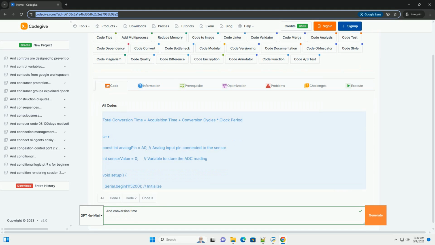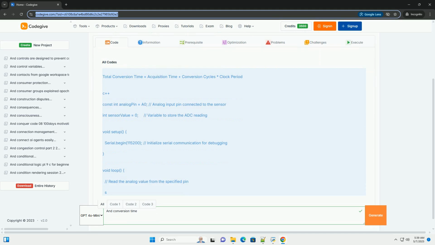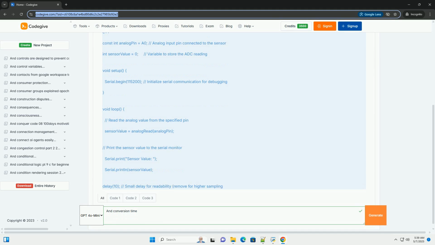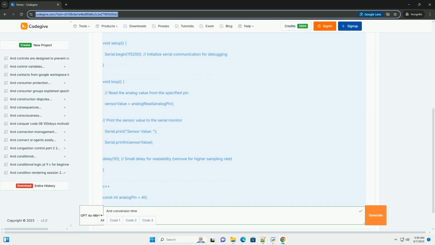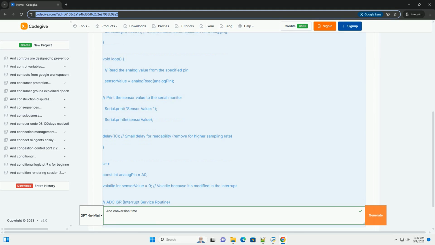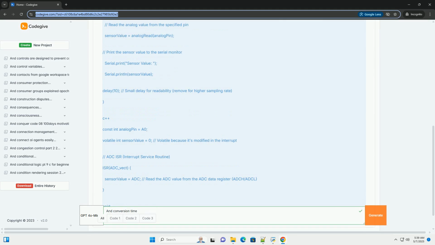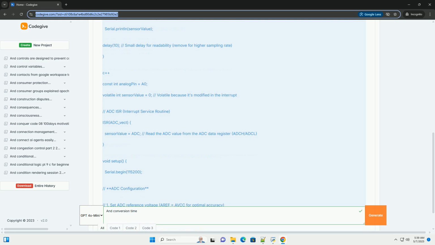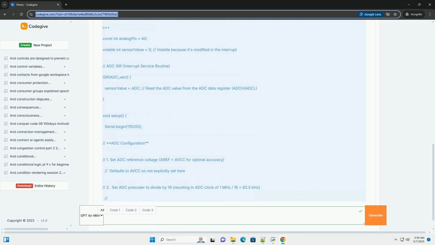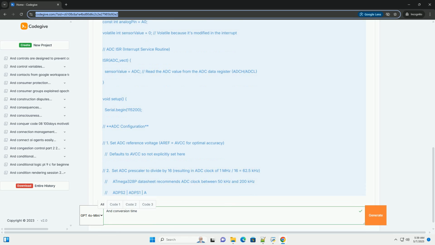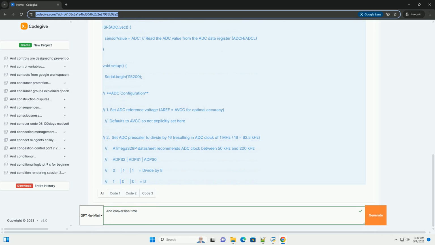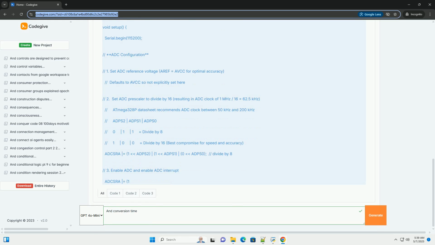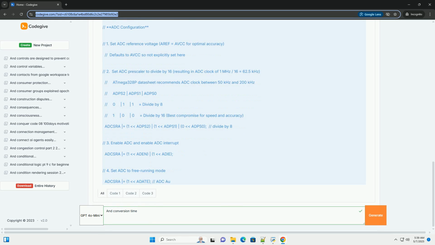Analog to digital conversion, ADC, time: a deep dive. Analog to digital converters, ADCs, are essential components in interfacing the analog world with digital systems. They convert continuous analog signals, like voltage or current, into discrete digital representations that microcontrollers, microprocessors, and computers can process. Understanding the timing characteristics of an ADC is crucial for ensuring accurate and reliable data acquisition.